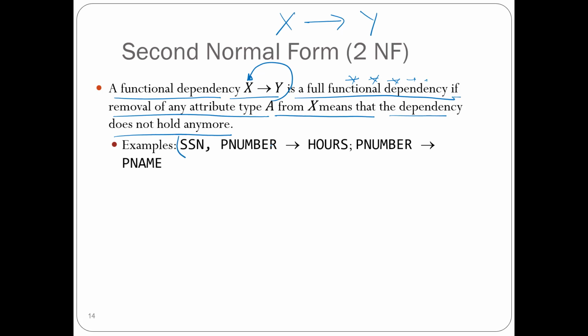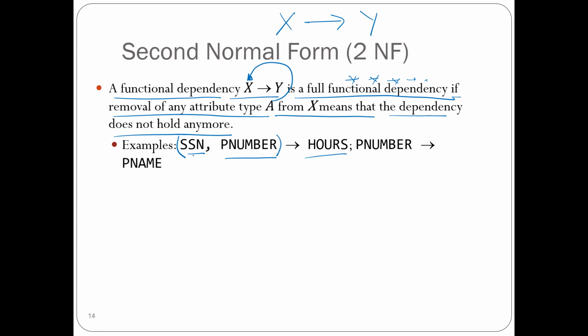So let's look at an example. So the social security number and P number would determine the hours, right? So for a project, when the employees are working on multiple projects, then how would we find out the hours an employee is working on a project? We would need social security number as well as P number, because for one project we have multiple employees and one employee is also working on multiple projects. Therefore, the combination of social security number, which is SSN, and P number is required to determine the hours. Okay, so SSN, P number is the candidate key or the primary key.